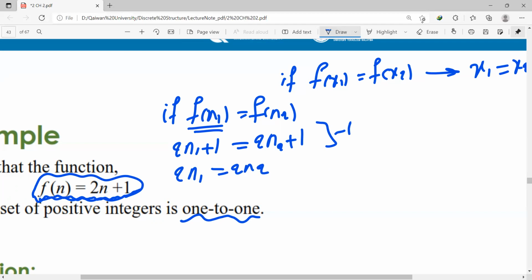Here we have 2 which is multiplied on both sides of the equality. We have 2 times the left hand side and 2 times the right hand side. So we can divide both sides by 2. If we divide both sides by 2, in the left hand side we get only n1, and in the right hand side we get only n2. Look, we said if f of n1 equals f of n2, and you obtain that n1 equals n2, it means f is a one-to-one function.